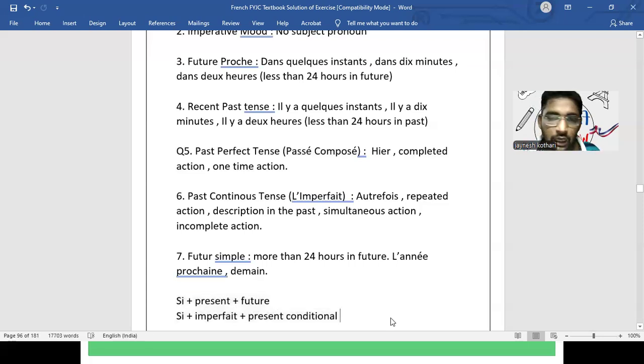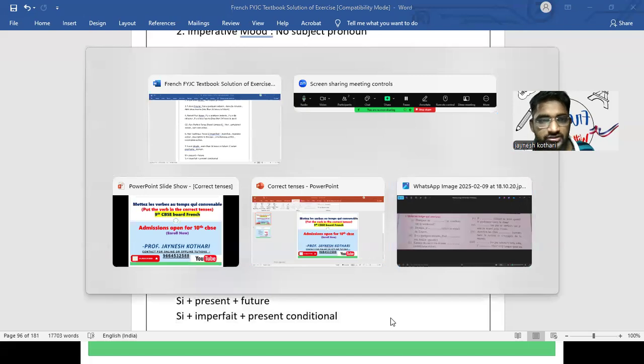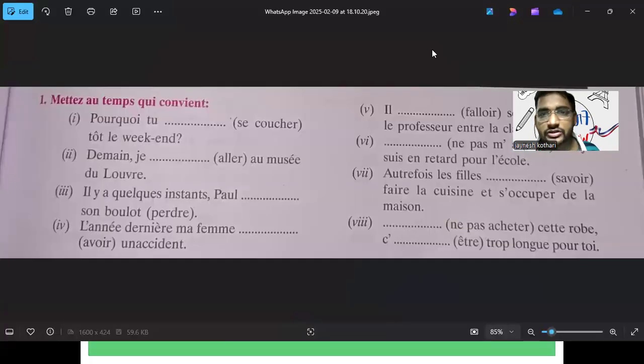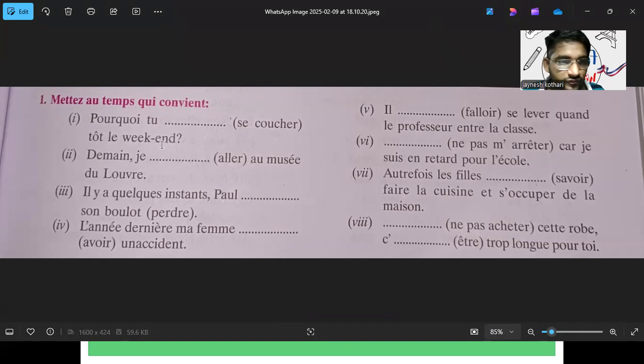So let's take some examples now. We'll go through a few examples and solve an exercise at the same time. First one, put the tense which is convenient. First one, "Pourquoi tu te couches tôt le weekend?" Namish, you can answer me whenever you want. Yes, this is present tense.